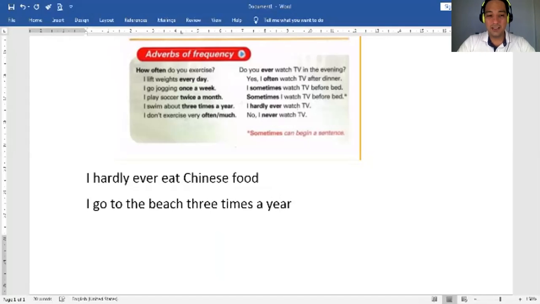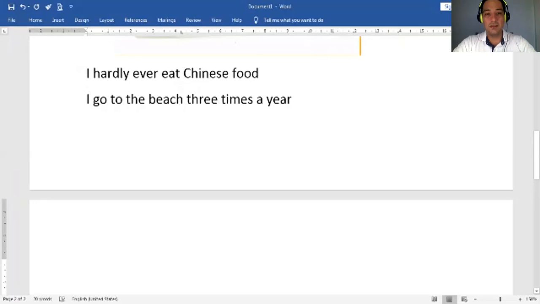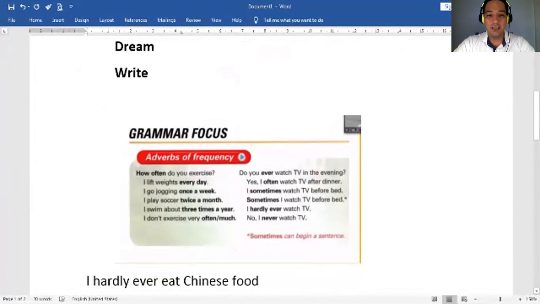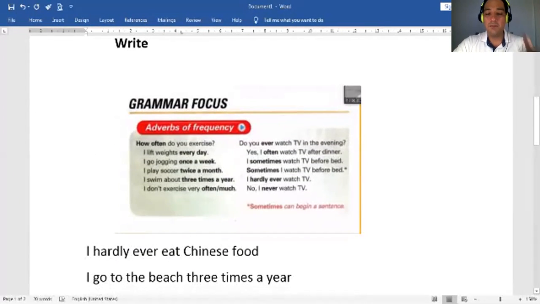Okay, that's very simple, you see? Now, it's easy to build these sentences. Just keep in mind where the frequency adverb goes, okay? If you notice, these frequency adverbs of time go at the end of the sentence. I lift weights. First, you mention the activity. So first you say what you do and then the frequency. I lift weights, I go jogging.